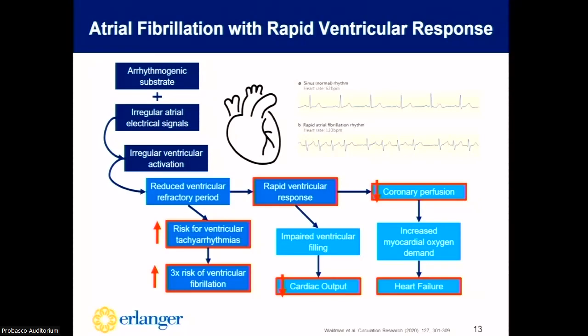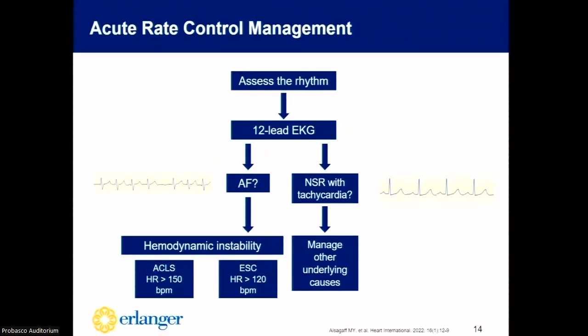And then also you can have decreased coronary perfusion, leading to ischemia, increasing myocardial oxygen demand, and then initiating or worsening heart failure. So we want to manage these patients very quickly in the acute setting to prevent this kind of decompensation into this hemodynamically unstable environment, and maintain our cardiac output and perfusion to vital organs. Okay, so where do we start?